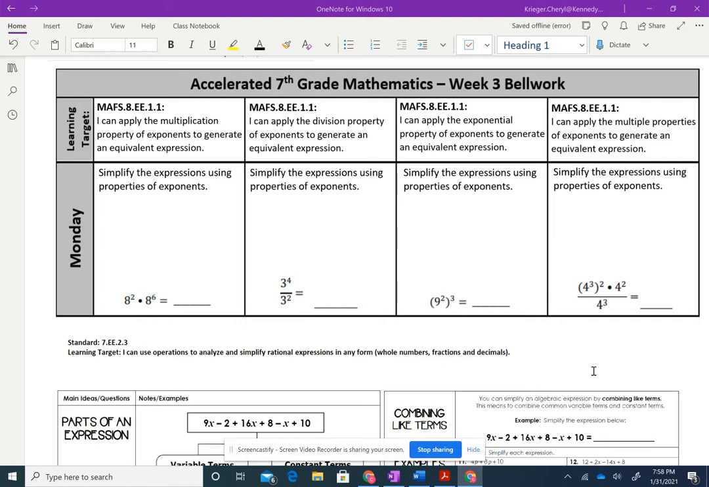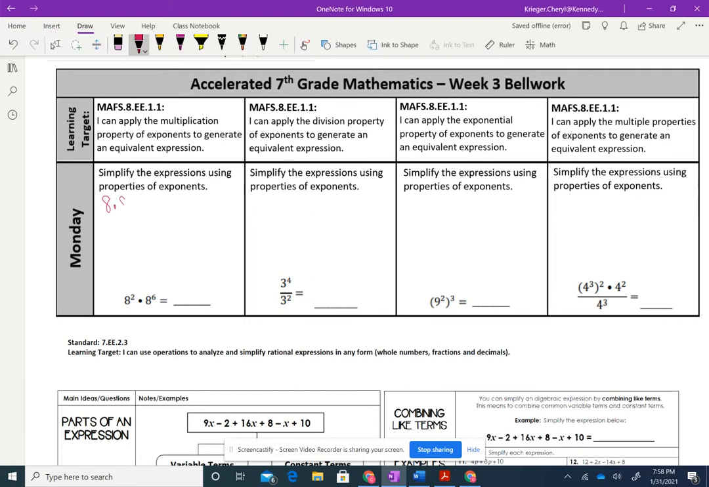So we know that 8 to the second power means 8 times 8. And 8 to the sixth power means 8 times 8 times 8 times 8 times 8 times 8. Right? So we know that 8 to the second times 8 to the sixth is 8 to the eighth, right? We have 8 eight times there, right? 2 here and 6 here.